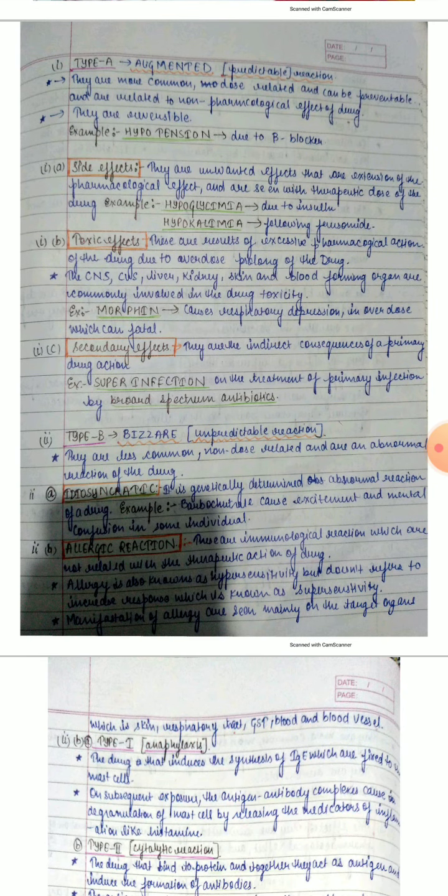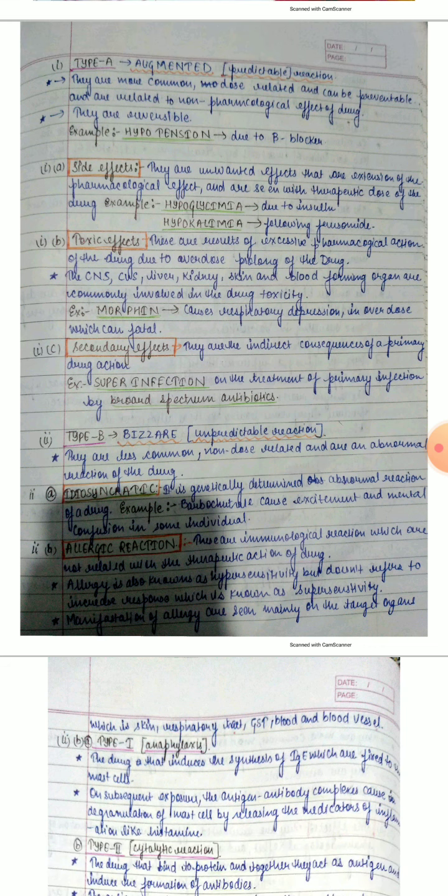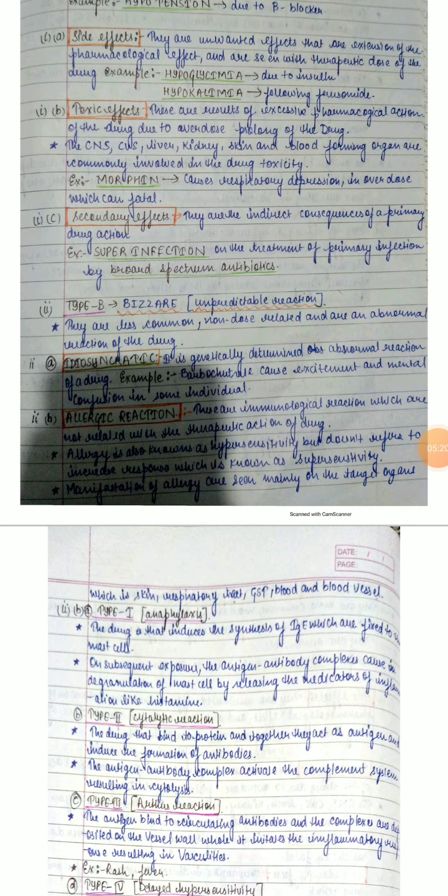An example can be superinfections, which are indirect consequences of primary drug actions, such as superinfection on treatment of primary infections with broad spectrum antibiotics. Next is type B, that is bizarre, which is an unpredictable reaction. These are less common, non dose related, and are abnormal reactions to the drug.